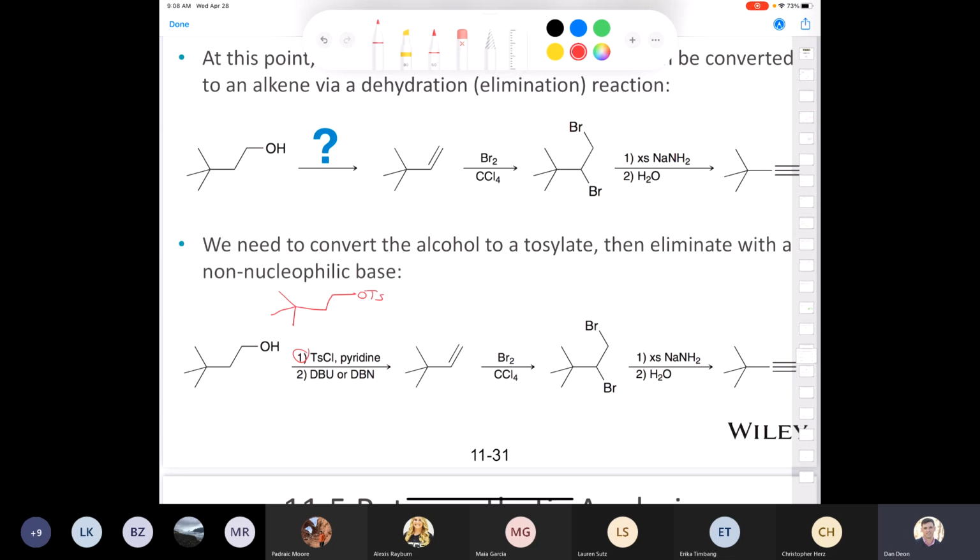You would treat that with DBU or DBN, which are strong bases but weak nucleophiles. Why? Because you're only going to get E2. If you were to try to use sodium methoxide here, okay, or t-butoxide. T-butoxide, I guess, would work. You'd end up with the elimination product. But remember, if you were to try to use sodium methoxide, you're mostly going to get SN2. So that's not really a good choice. So we'll erase that. And there you go.